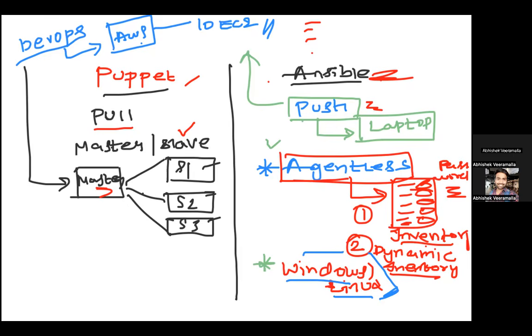And the fourth thing is that Ansible is pretty simple. What do I mean by pretty simple? If you are talking about Puppet, for Puppet you have to write your configuration files in the Puppet language.